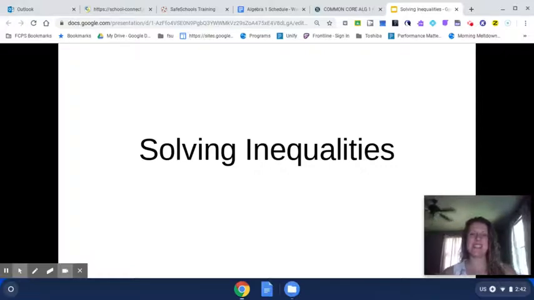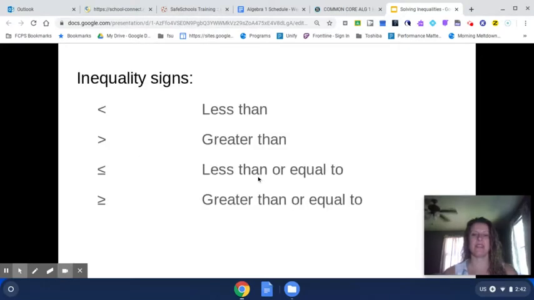Okay, today's lesson is going to be covering solving inequalities. So, here are the inequality signs that we need to be familiar with. The first one is less than. Notice that it kind of looks like a slanted L. So, if you have difficulty remembering these, that's one way you can do it. The next one is greater than. We have less than or equal to, and we also have greater than or equal to.